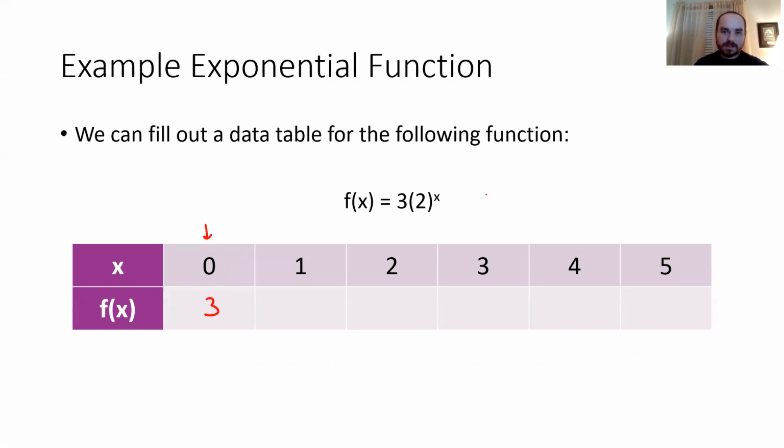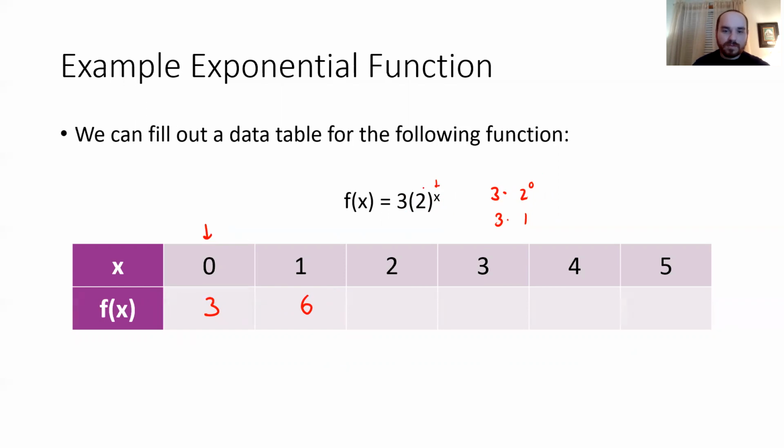But why is this 3? Well, if we plug in 0 for x, we have 3 times 2 to the power of 0. And hopefully you remember that anything raised to the power of 0 is equal to 1. So 2 to the 0 equals 1. We have 3 times 1. Boom, there we go. That one's done. Then next up we have 3 times 2 to the power of 1. 2 to the power of 1 is, of course, just 2. So we have 3 times 2. That's 6.